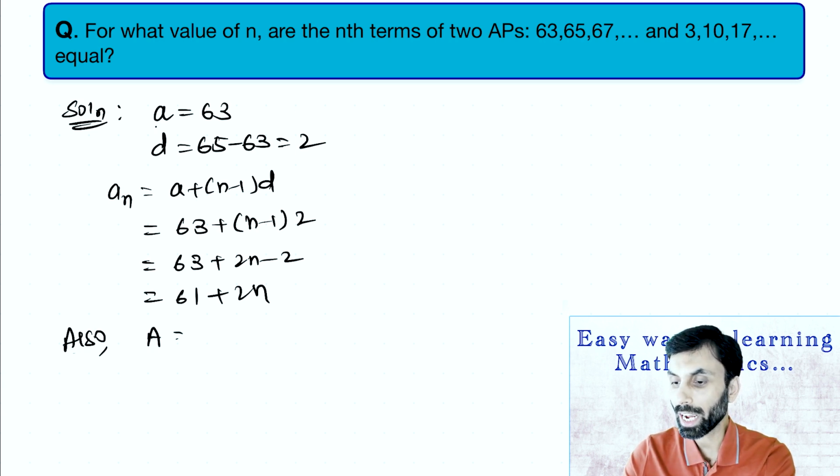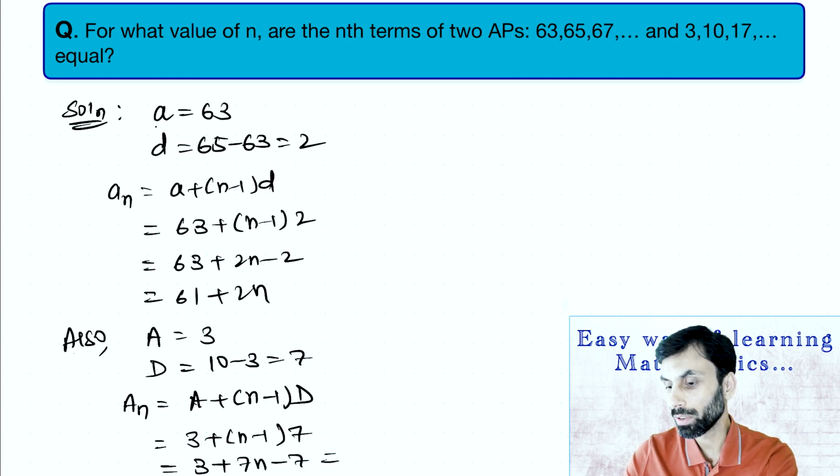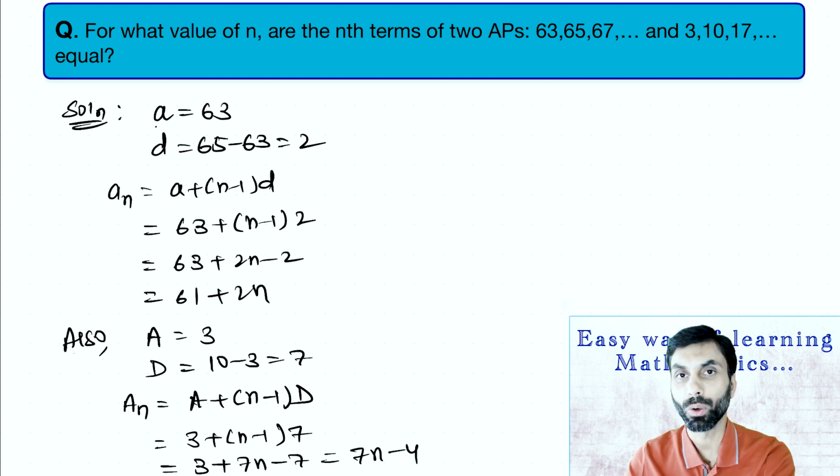Also, if you talk about the second AP, which is 3, 10, 17 and so on, we'll take the first term of it as capital A, which is 3. We'll take the common difference as capital D, which will be 10 minus 3, which is 7, and the nth term we'll take as An, which is A plus (n minus 1) into D. So when you substitute the values, we'll get 3 plus (n minus 1) into 7, which will be 3 plus 7n minus 7, which gives 7n minus 4.